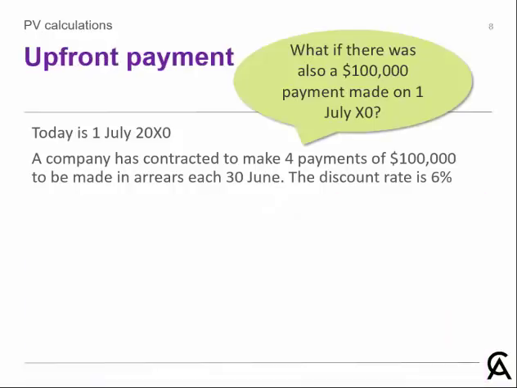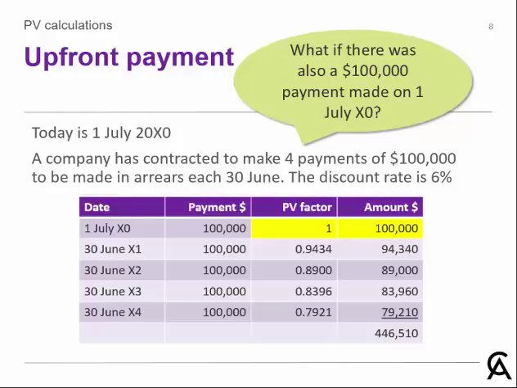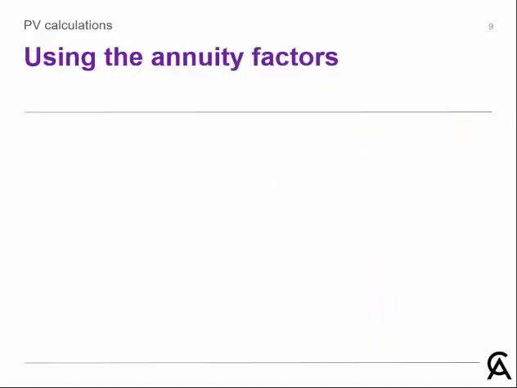I'll change that scenario a little now and say, what if there was also a $100,000 payment to be made on 1 July 20X0? Okay, in this situation, what I do in my table is my present value factor is actually 1. We don't need to discount it because that payment is being made today. So therefore, my total present value is now 446,510. So that's what we need to do. We apply the factors to the other amounts, and an upfront payment just has a PV factor of 1.